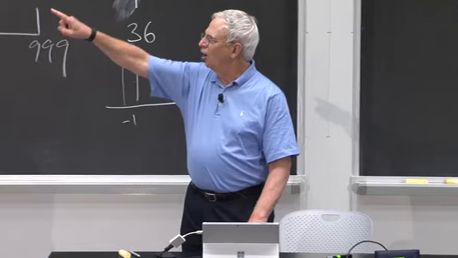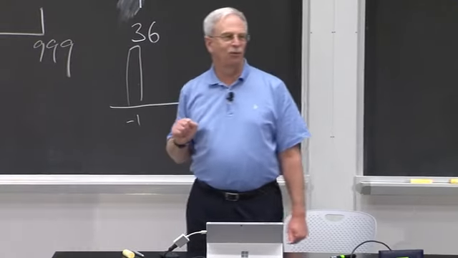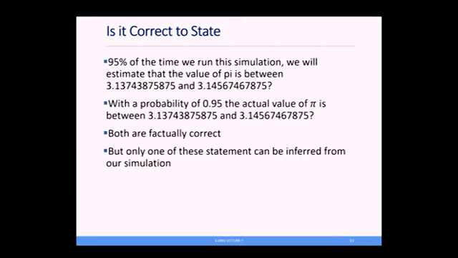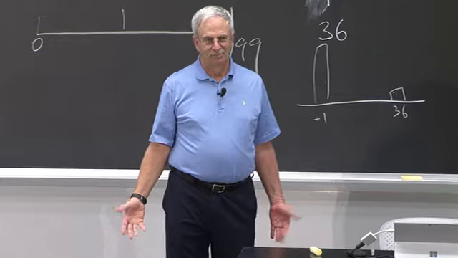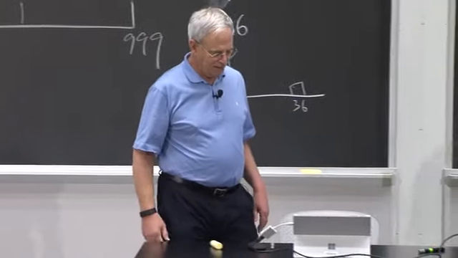However, only the first of these can be inferred from our simulation. While the second fact is true, we can't infer it from the simulation. And to show you that statistically valid is not the same as true, we'll look at this. I've introduced a bug in my simulation. I've replaced the 4 that we saw we needed by 2. Easy kind of mistake to make.